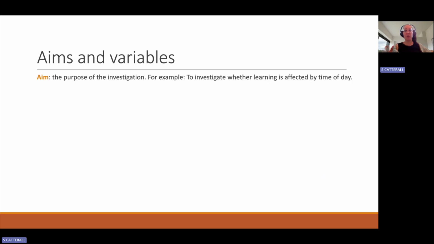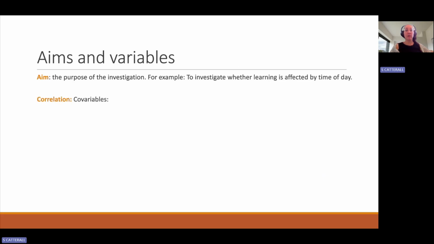It always starts off with 'to investigate'. You could put 'to find out', but it's not very academic to write like that. So 'to investigate' is better. And then again, this one is clearly an experiment because we're seeing whether it's affected. If it was for a correlation, it would be 'to investigate whether there's a relationship between the 2 variables'. You mention what those 2 variables are.